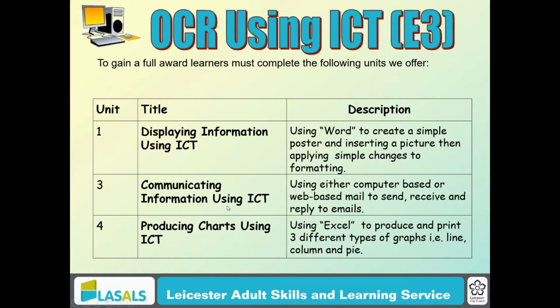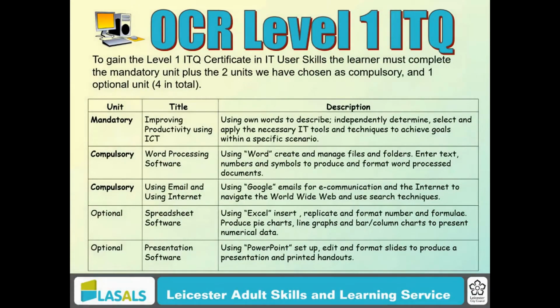Once you've completed the entry 3 level qualification, which I believe is roughly about 77 hours of study, and you'll be supported by the tutor as we go along, you'll be able to move on to the level 1 ITQ. So the level 1 allows you to develop your skills following on from the entry 3 and to gain a work ready qualification if you already have some experience in working with computers.